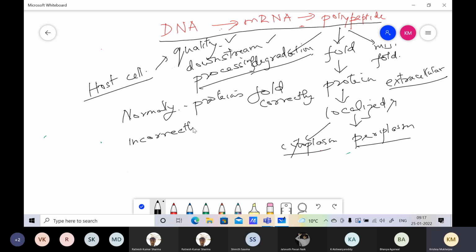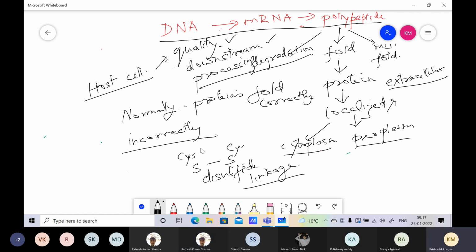And when they fold incorrectly, the most common reason is the cysteine residues, which form a disulfide linkage, the S-S bond. You are familiar with all these terms? Yes, sir. There are certain very ballpark figures. For example, if you have one disulfide linkage in the protein, most probably it will form correctly. But if you have 4 disulfide bridges, or 3, or even 2, the probability of disulfide bridges forming incorrectly increases, especially if it is a random process.